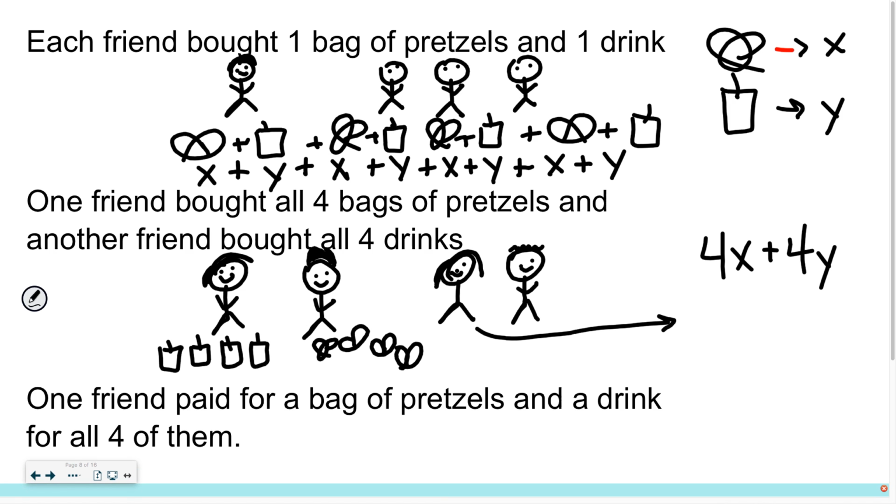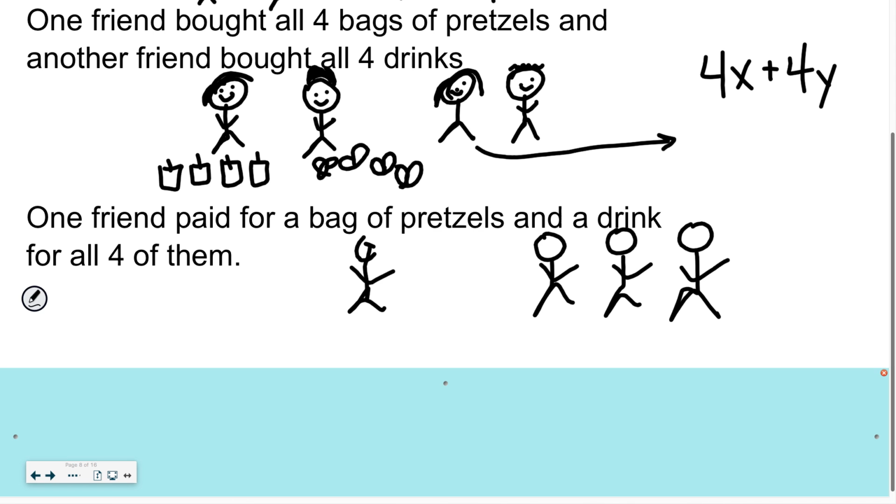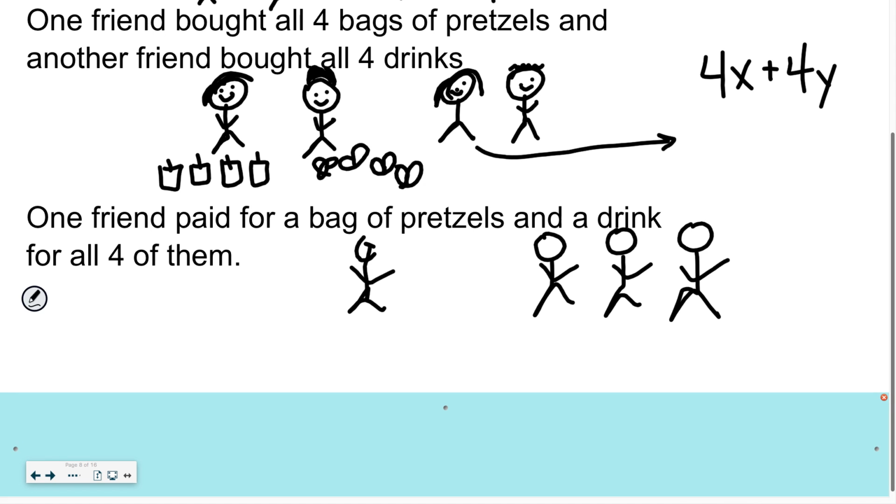Now let's say we go to the movies, and it's still just the 4 of us. It's me, Brian, Leslie, Braulio. And I say, you know what? I'm going to buy everything because I'm such a generous person. I'm going to buy everything at the movie theater. Okay? So if this is me, just for the sake of time. What did I buy? I bought everything. So how can I show this? 4 pretzels and 4 drinks. That's one. Did anybody do that?